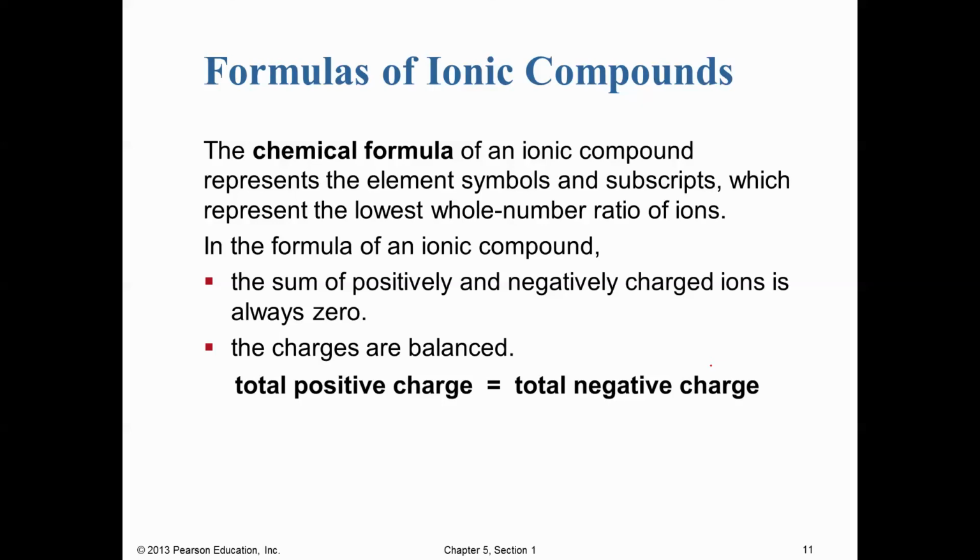Important things to note about the formula for an ionic compound: the amount of positive charge always has to equal the amount of negative charge. So essentially we're looking for the smallest ratio of positively and negatively charged ions that are going to cancel out or have their charges sum to 0. So again, our total positive charge must equal our total negative charge.